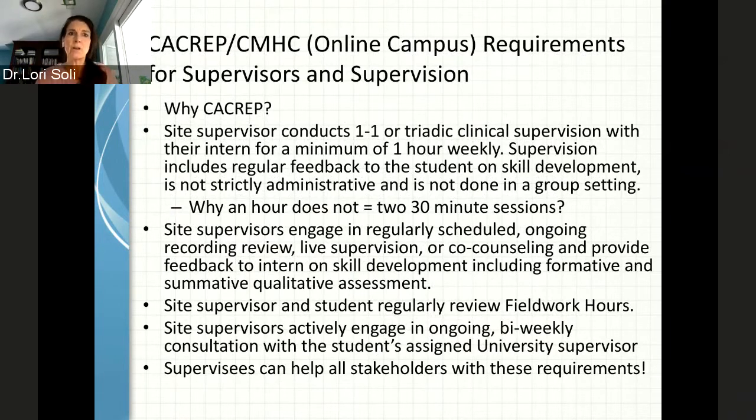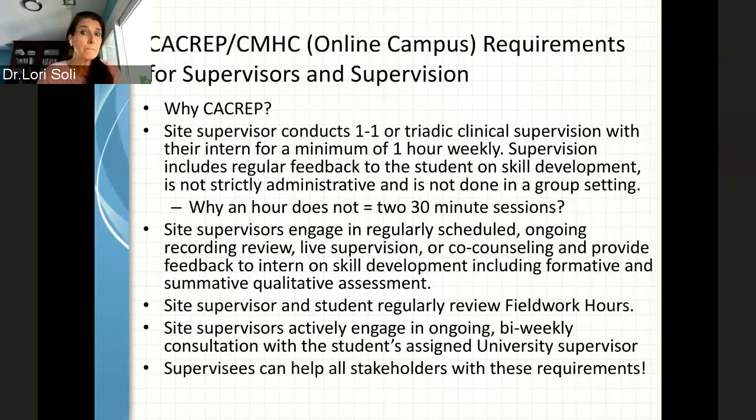Okay, well, moving on, since this is a conference for the CMHC online campus, and we are the ones who are putting it on, I wanted to include the CACREP specific requirements for supervisors and supervision. Blowing this out past just our program, there are many campuses and many agencies, even if it is not a requirement to be CACREP, that really do want CACREP supervision guidelines.